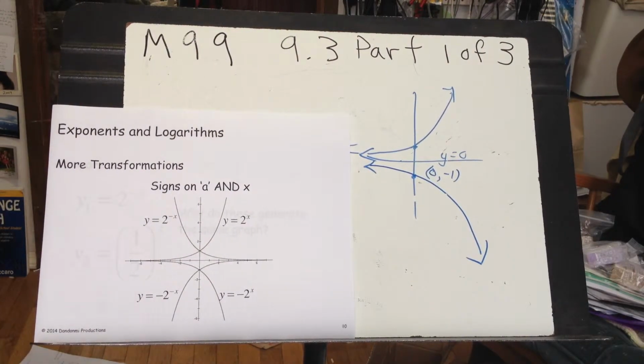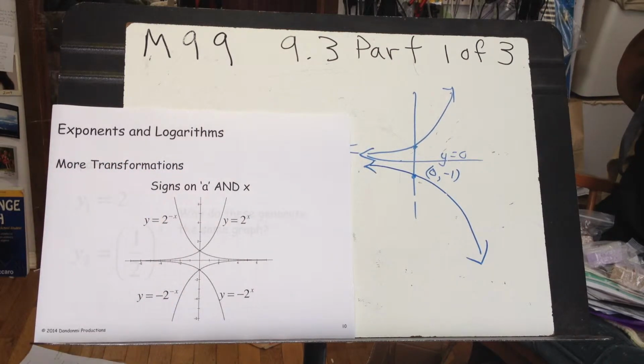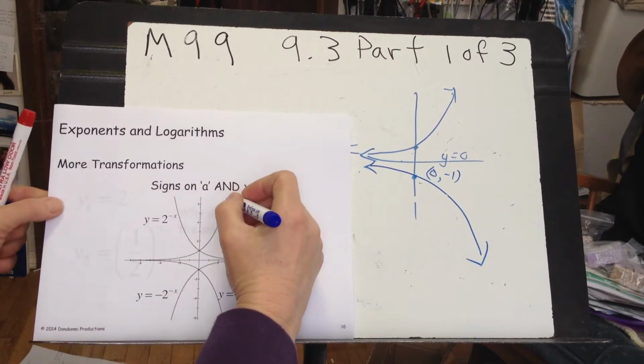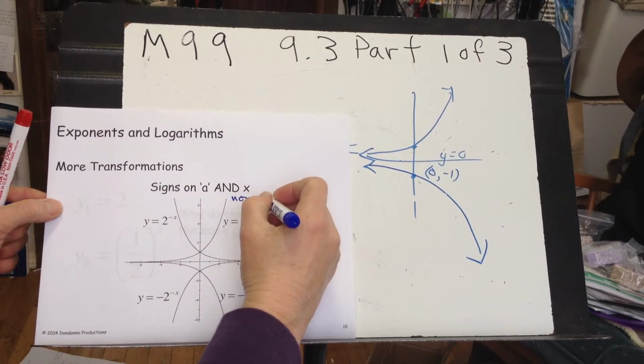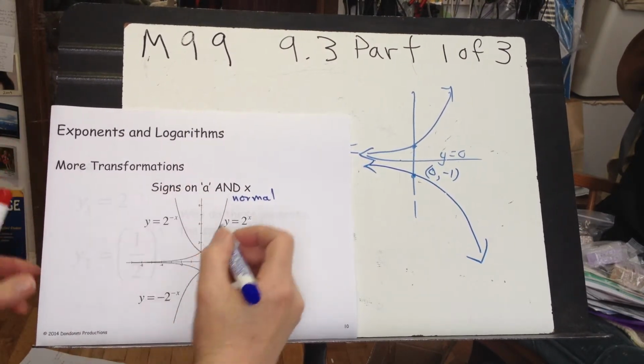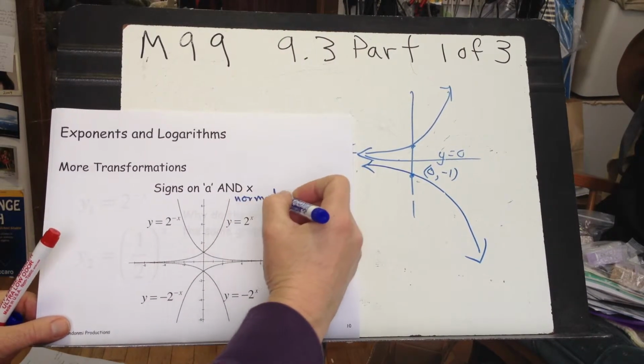Okay, just for fun, this is what happens when we do have more kinds of transformations on exponentials. This is your normal exponential function. This is what happens when the exponent is negative. By the way, we call this an increasing exponential.